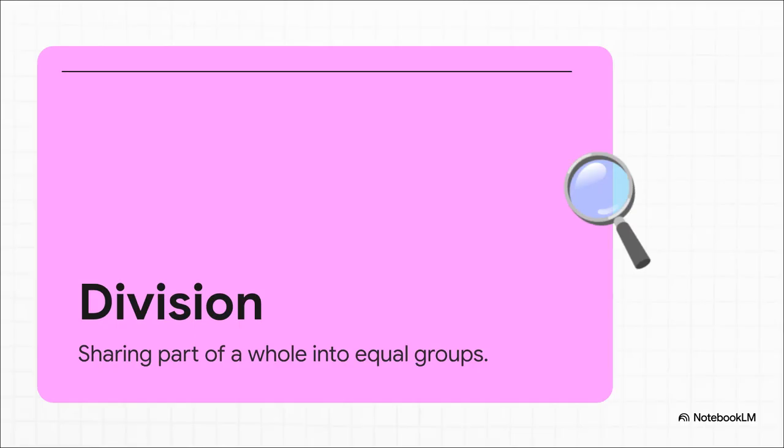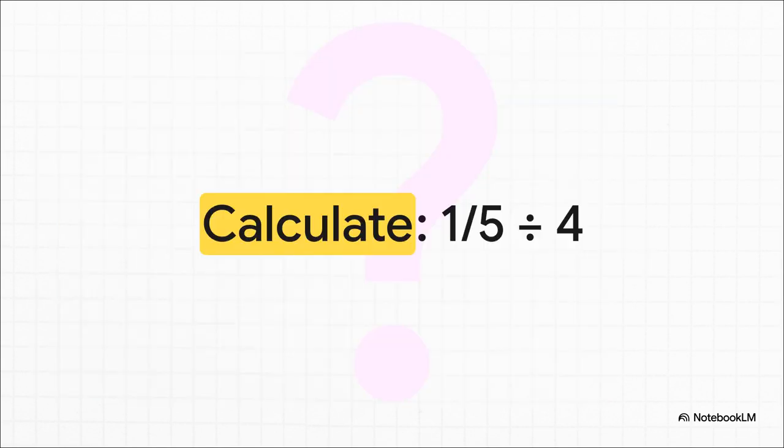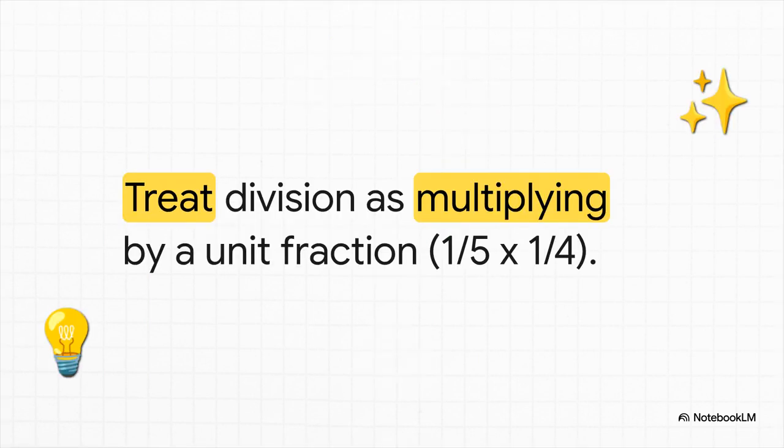Right! Moving on to division. Conceptually, you're just sharing part of a whole into equal groups. So, let's say we need to calculate 1/5 divided by 4. How do we tackle that? A fantastic mental trick here is treating this division exactly like multiplying by a unit fraction. Just multiply the denominator by that whole number, and we instantly get 1/20.